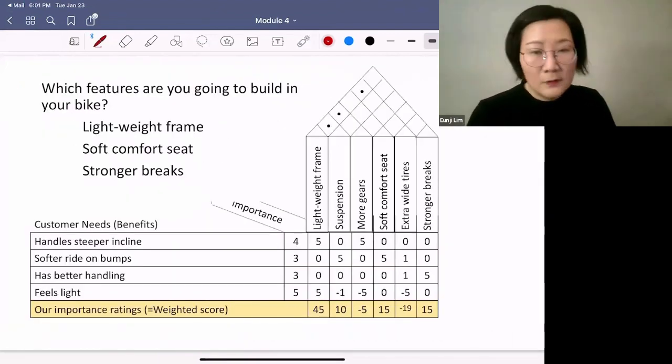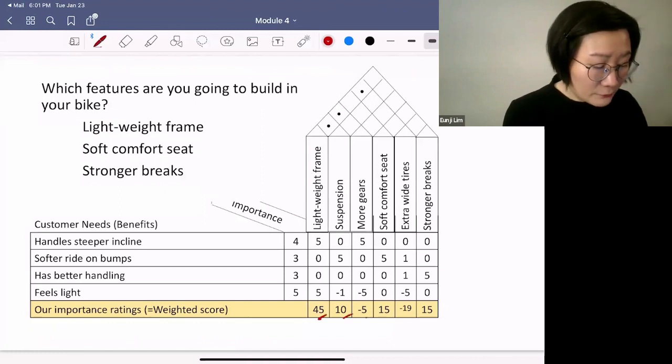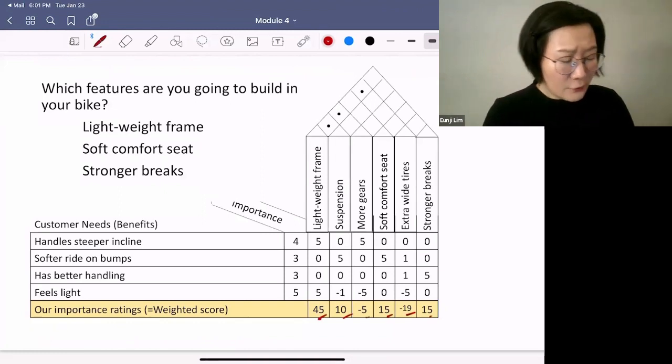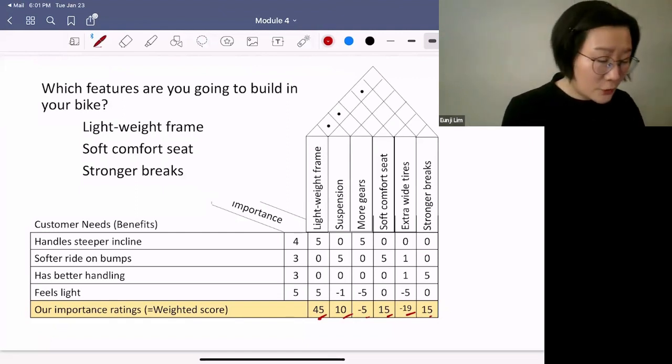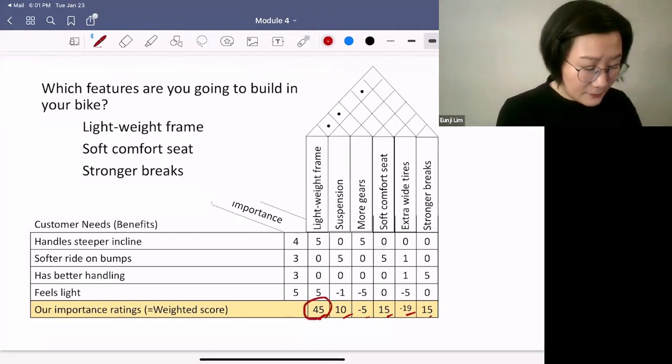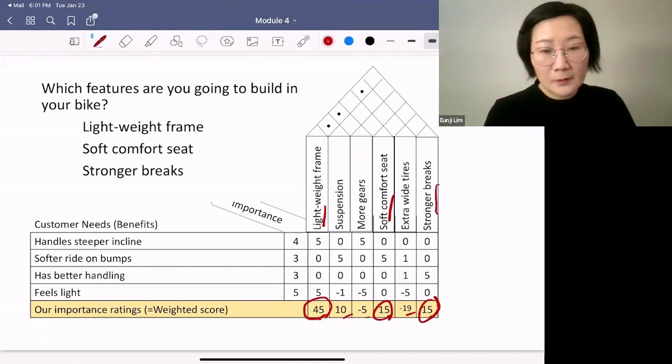So once we have all the importance ratings for the features, which features are you going to build into your bike? You can choose the highest ratings: 45, lightweight frame, 15, soft comfort seat, and stronger brakes.